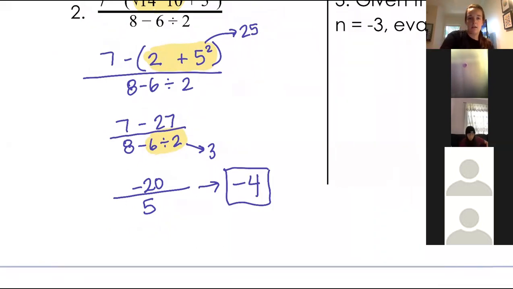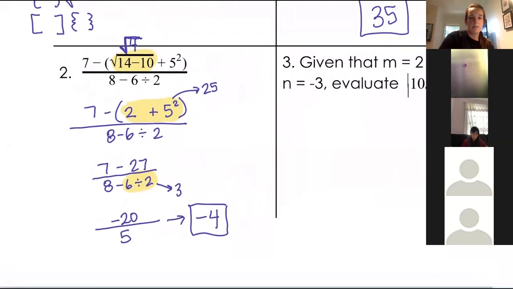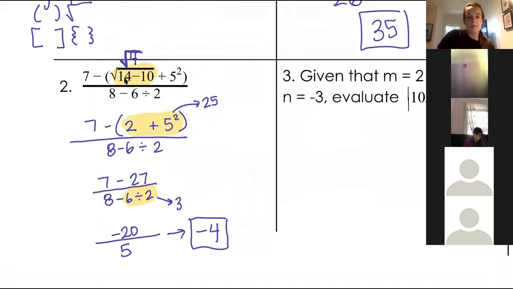All right. So at the top, I'm just going to quickly go through these steps here. I did 14 minus 10. That gave me 4, right? And I took the square root of 4, and that gave me 2, right? I wrote down all the other pieces here. 5 squared turned into 25, and 2 plus 25 was 27, right? From there, I wrote down all the pieces again. And someone told me, thank you so much, that 6 divided by 2 was 3. So I did 8 minus 3, which gave me 5. And then I did 7 minus 27, negative 20.